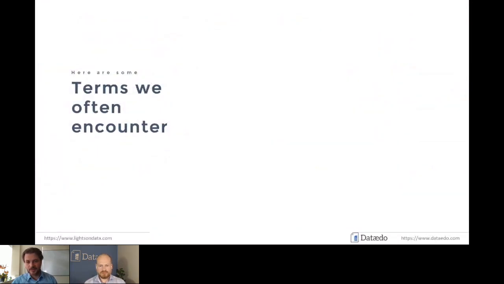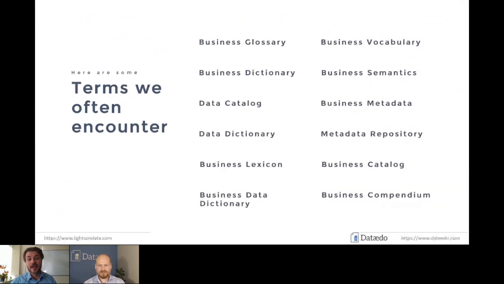But there are all these other terms that we are encountering. Besides business glossary, we hear about data catalog, business data dictionary, business compendium, business vocabulary, business lexicon, and so many others, right? All these terms, some synonyms, some not. Confused? I don't blame you. Not to mention any other variations like a business metadata glossary or a business metadata dictionary. Well, they don't all mean the same thing.